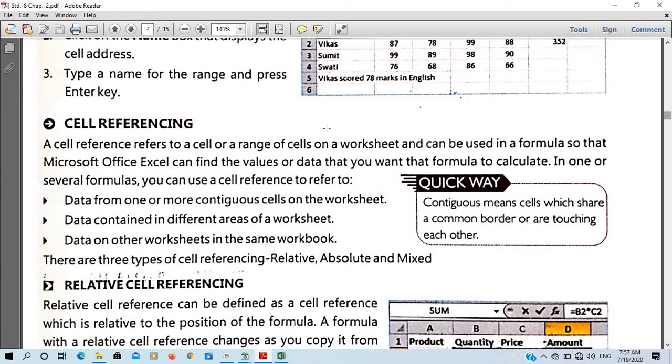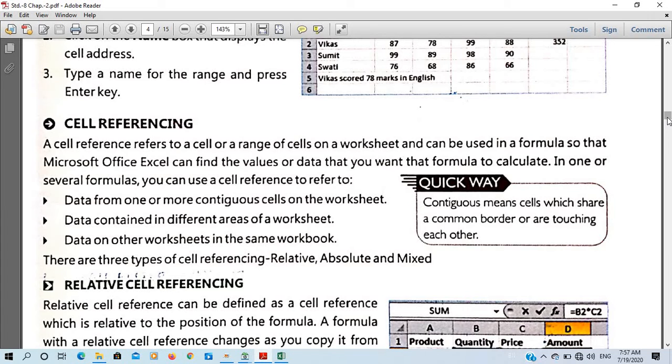now let's see what is written in your book. You can read in your book, a cell reference refers to a cell or range of cells on a worksheet and can be used in a formula so that Microsoft Office can find the value or data that you want that formula to calculate. So when you are writing the formula, the software, MS Excel, should know what you want to do. Okay, so for that purpose cell referencing is done, and in one or several formulas you can use a cell reference.